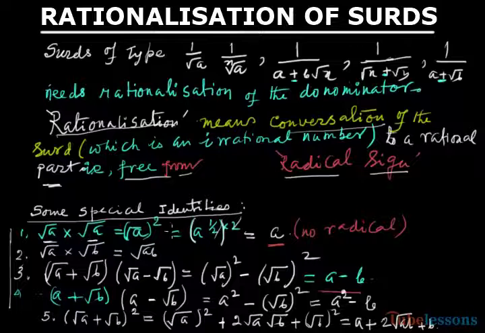In the previous videos, we have discussed that root a into root a is equal to root a square, and root a means a raised to the power half, and the square. So the 2 and this 2 cancel, numerator and denominator. So finally we get a, which contains no radical. So this is actually rationalization.